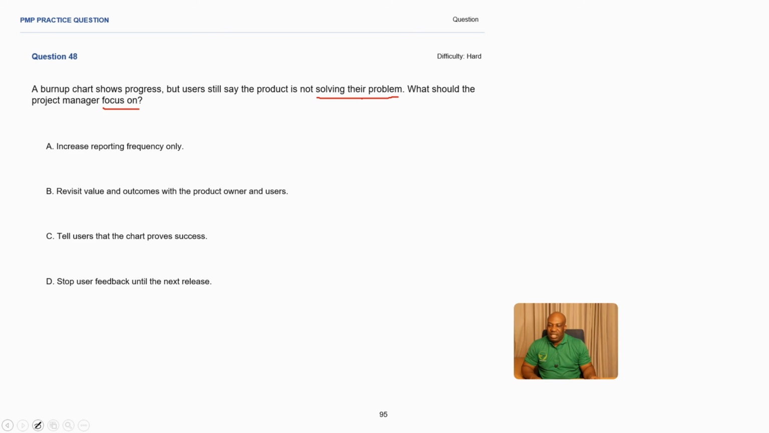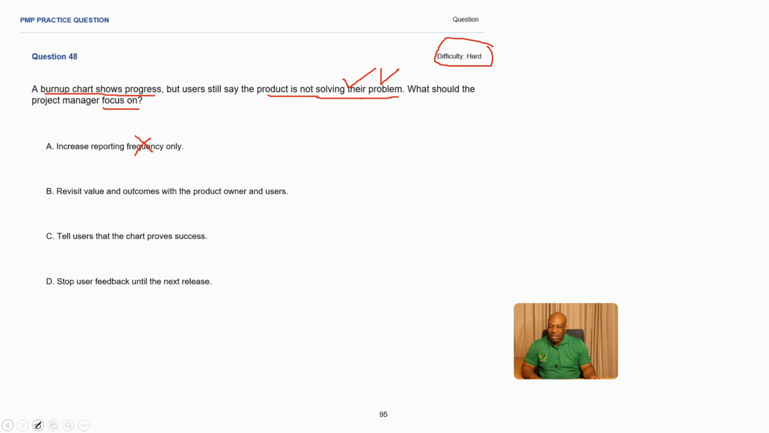So burn-up chart is just showing the items that have been progressed or that have been completed over certain sprints, all right? But in this case, the users, they still say the product is not solving their problems, all right? And the difficult level here is hard, all right? So let's go through the answers now. Increase reporting frequency only. This does not help the resolution of the problem, okay? So we can eliminate this one straight away.